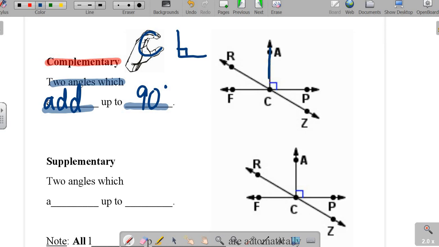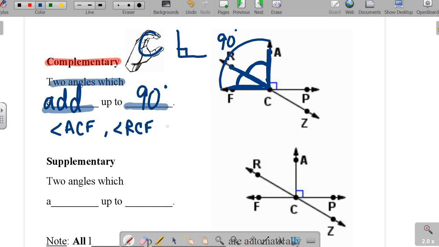So in this case, ACR and RCF add up to 90 degrees. So angle ACR and angle RCF are complementary. Now, what's super important to understand is complementary does not necessarily imply adjacent.